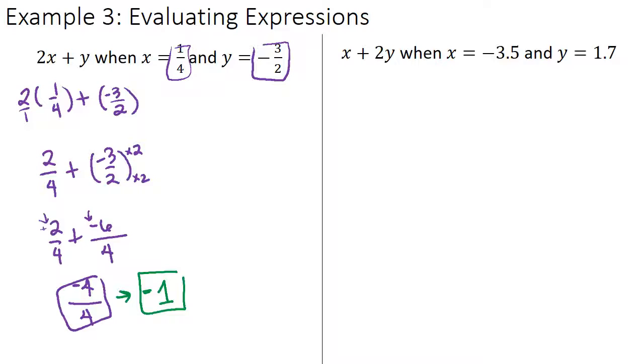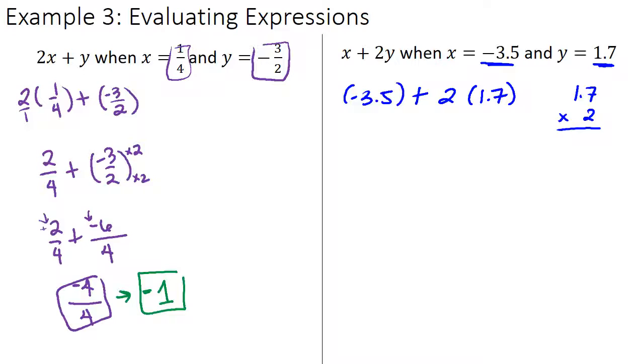Then, as I look at this next problem right here, I see that I have x plus 2y when x is equal to negative 3.5 and y is equal to 1.7. So again, my first step is to plug in these values that I have for my variables. So x is negative 3.5, and I'm adding negative 3.5 to 2 times y, which is 1.7. So according to PEMDAS, I need to do multiplication first. So I'm going to take 1.7 and times it by 2.